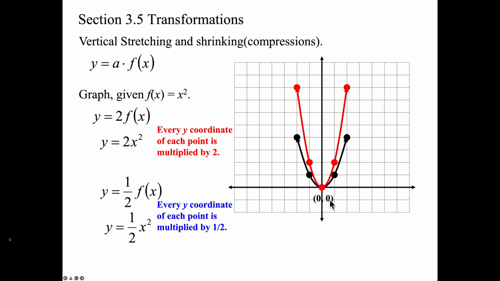So 0 times a half, still 0. Remember those y's of 1. 1 times a half, or 1 divided by 2, is a half. So now we're vertically shrinking. We're taking the height of 1 and cutting it in half. So negative 1 comma a half, 1 comma a half. These 2 points had 4 for the y coordinates. They had a height of 4. Now we're multiplying it by a half. We're dividing it by 2. So the height is being cut in half. Negative 2, 2, positive 2, 2.